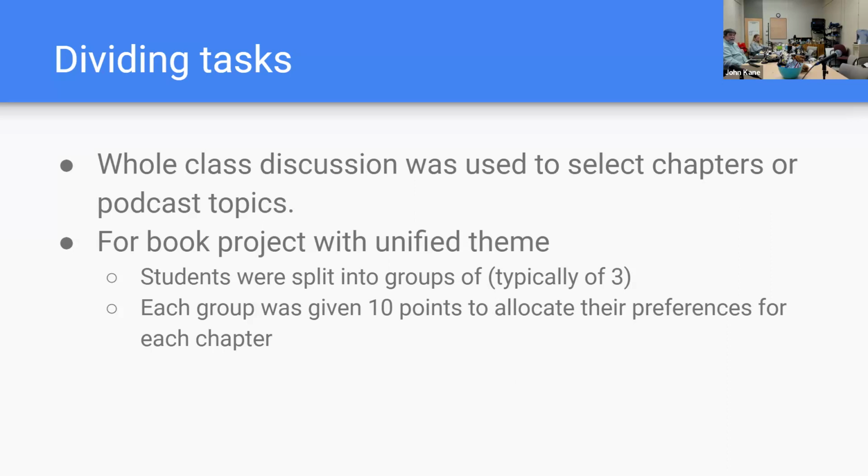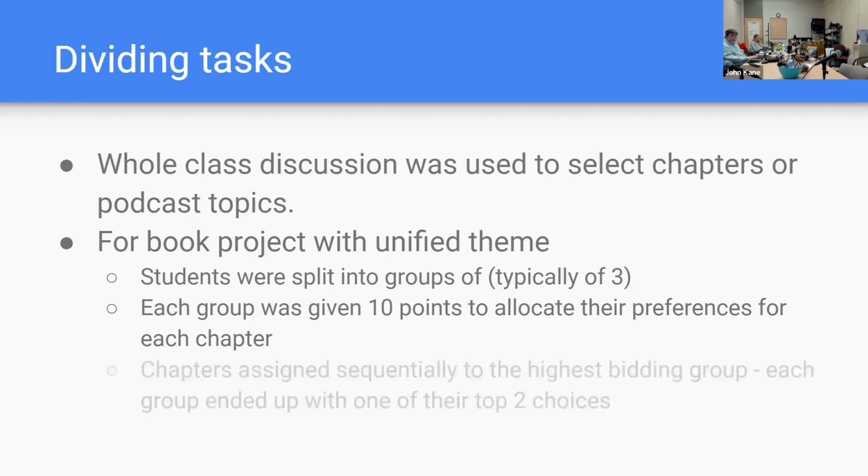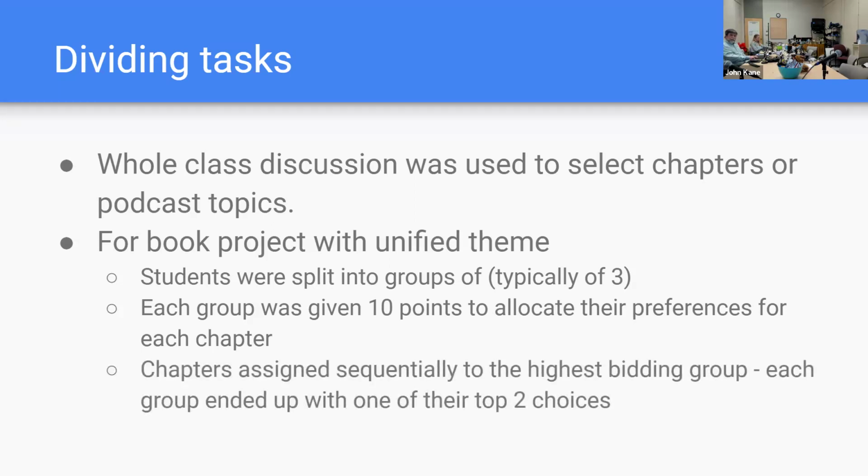And each time I did that, it actually converged. So each group ended up with, I think in 2 cases, their most preferred chapter, because those who were most concerned about it bid everything. Those who weren't as concerned spread it out a little bit more. But no one ended up with something below their second choice. There's no guarantee that would always happen, but it did. Each group ended up with one of the top 2 choices.